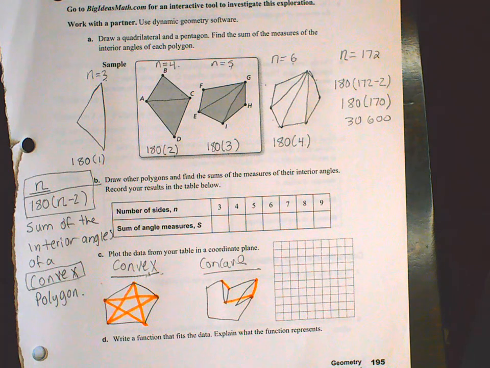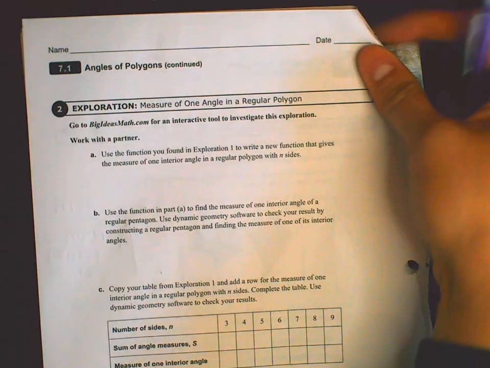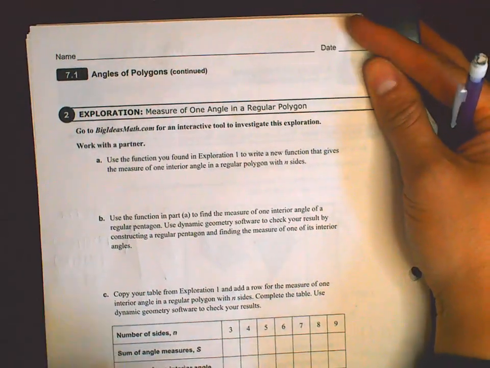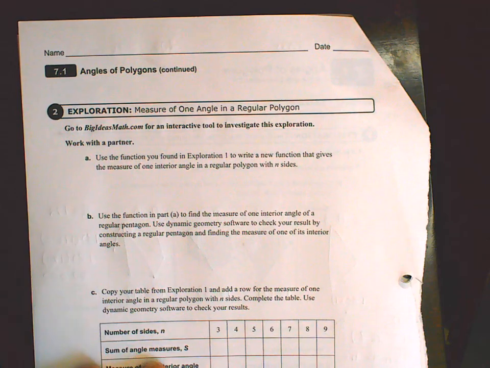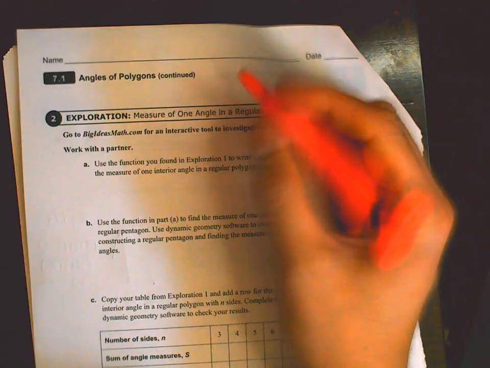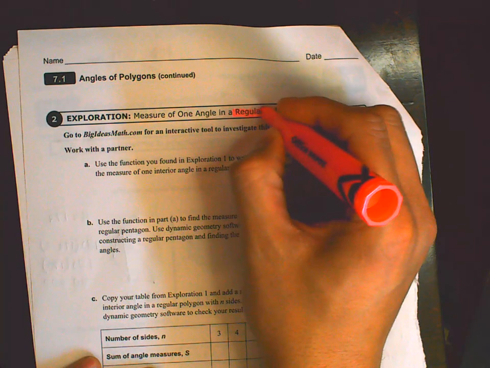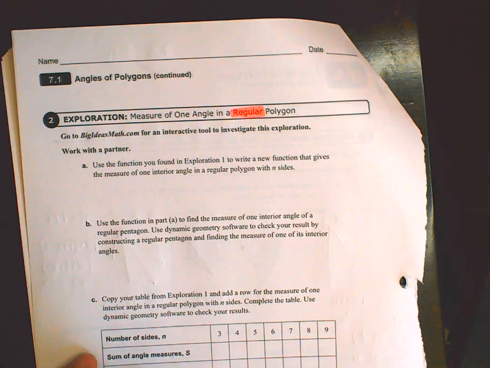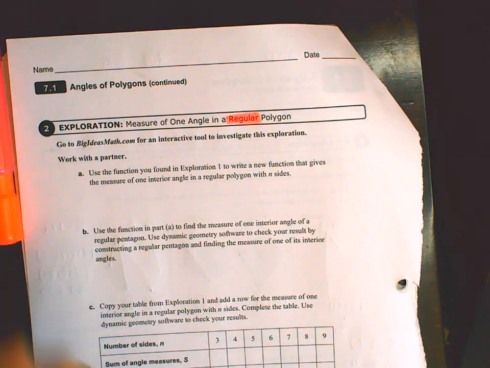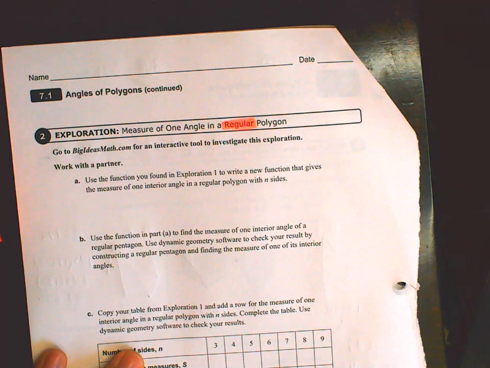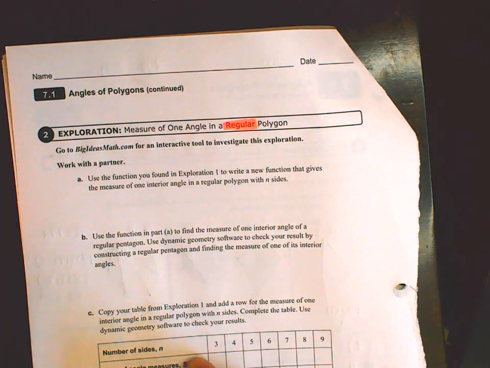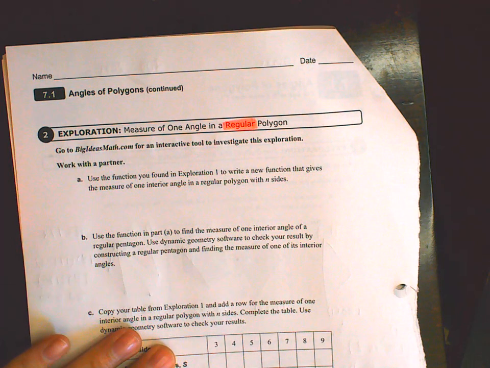So now let's turn to page 196. Now on page 196, we're going to start talking about what exactly is a regular polygon. Okay, so not all polygons are considered regular. A regular polygon has two main characteristics. Okay, the first characteristic is that it's equilateral, and the second one is equiangular.